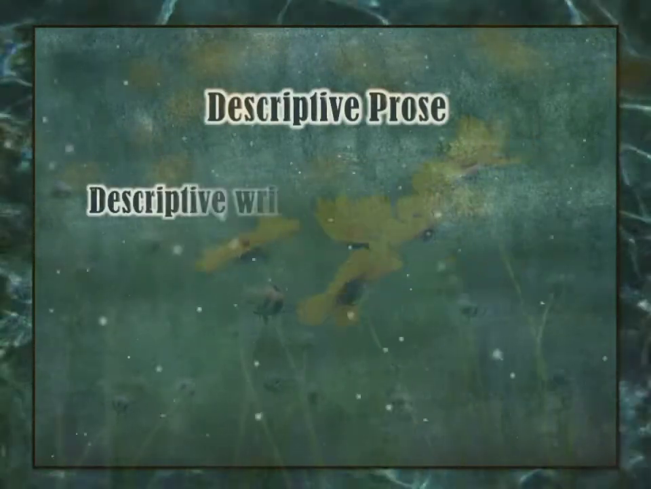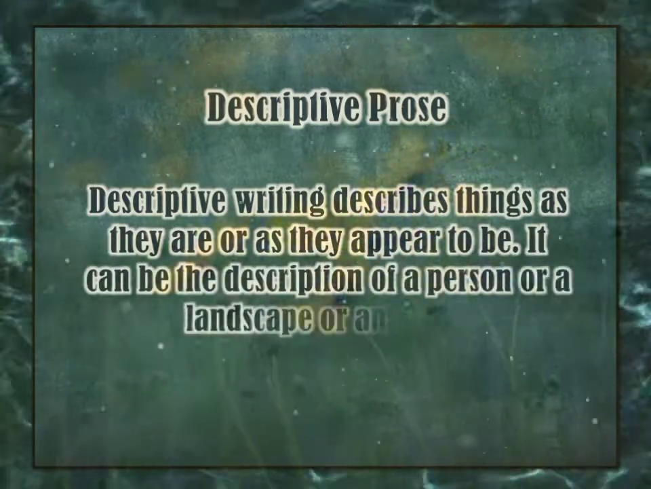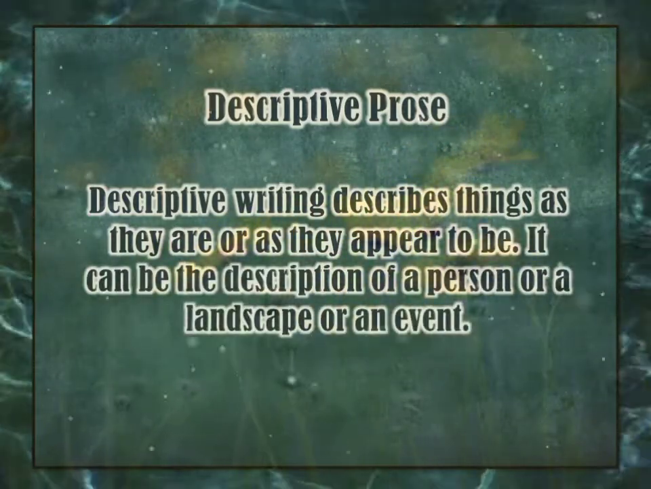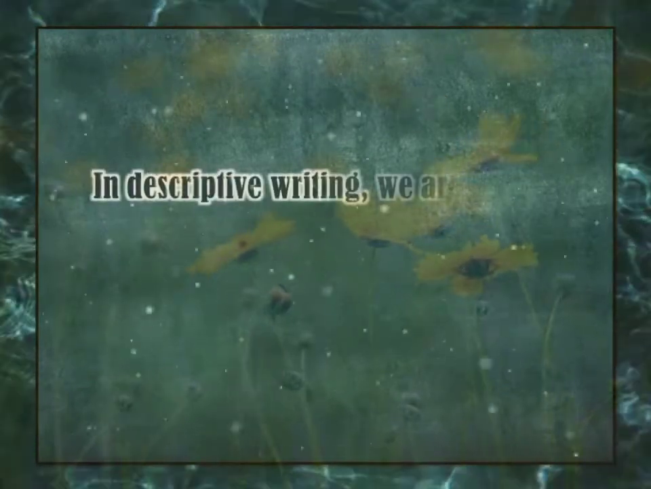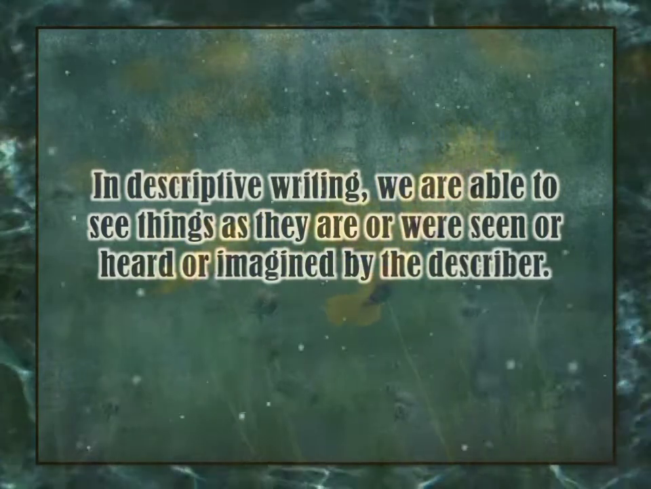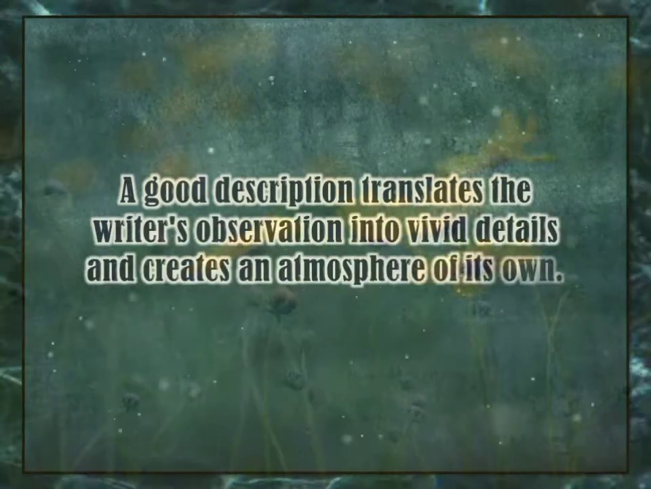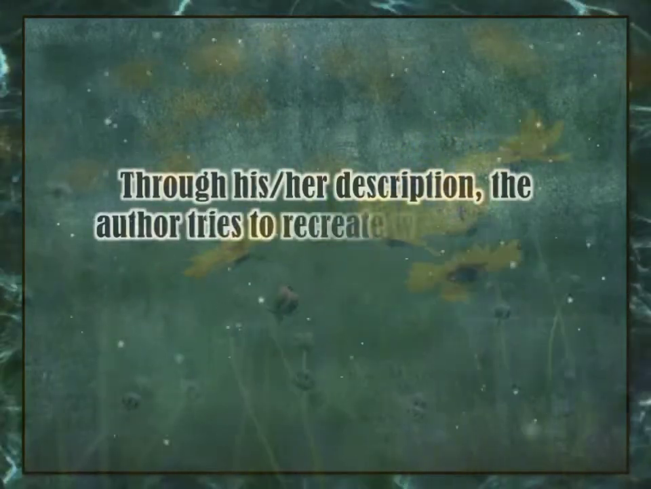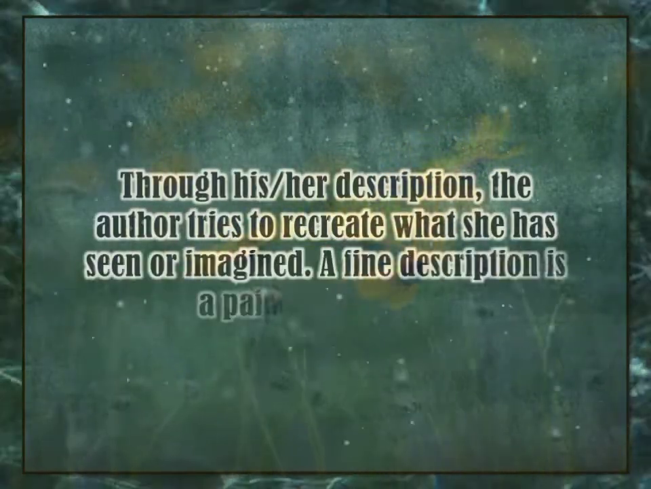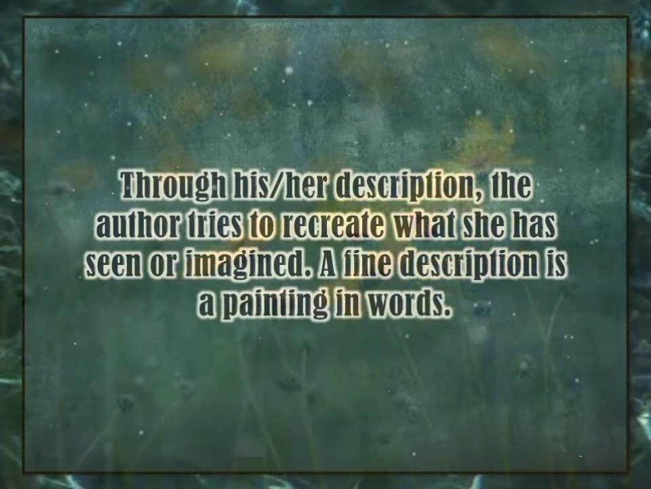Descriptive prose. Descriptive writing describes things as they are or as they appear to be. It can be the description of a person or a landscape or an event. In descriptive writing, we are able to see things as they are or were seen or heard or imagined by the describer. A good description translates the writer's observation into vivid details, and creates an atmosphere of its own. Through his or her description, the author tries to recreate what he or she has seen or imagined. A fine description is a painting in words.